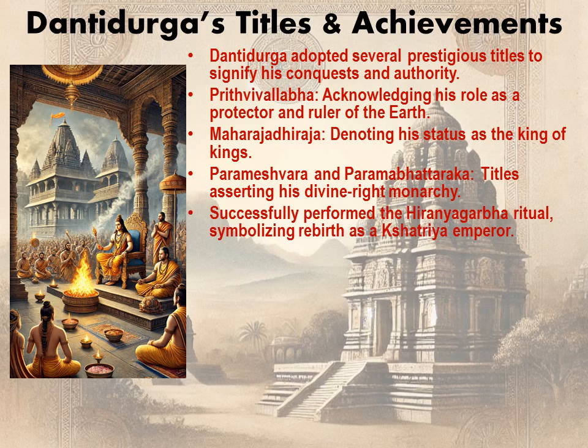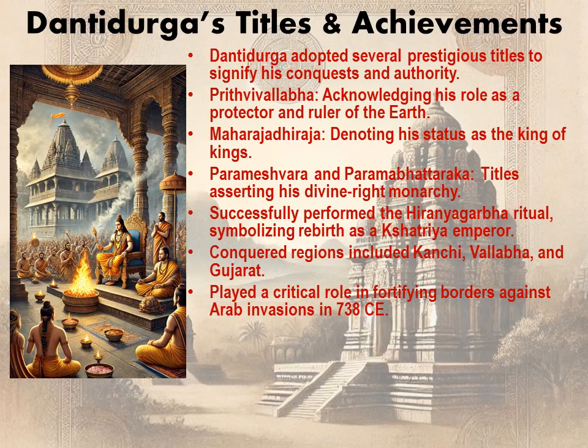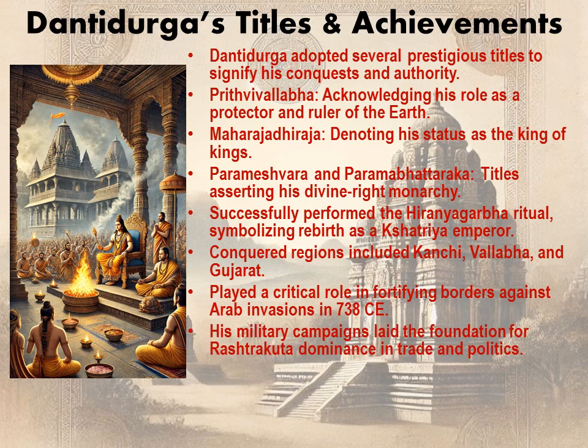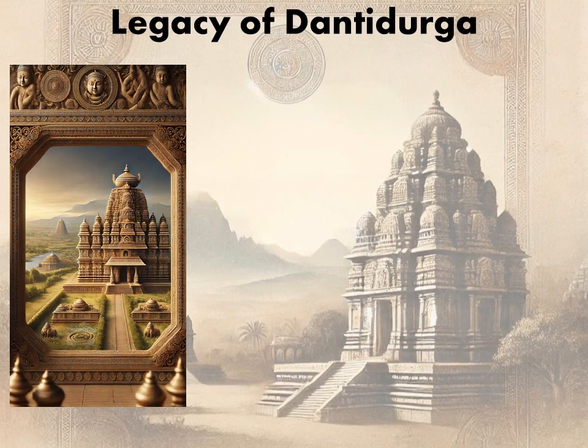Successfully performed the Hiranyagarbha ritual symbolizing rebirth as a Kshatriya emperor. Conquered regions included Kanchi, Vallava, and Gujarat. Played a critical role in fortifying borders against Arab invasions in 738 CE. His military campaigns laid the foundation for Rashtrakuta dominance in trade and politics. Danti Durga's death around 758 CE marked the end of his conquest. Legacy of Danti Durga.